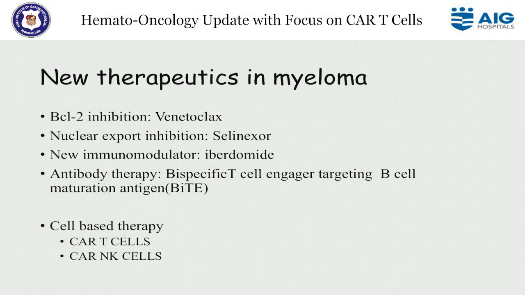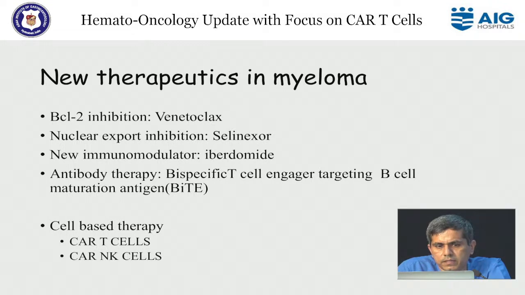This particular slide shows new therapeutics available in multiple myeloma. BCL2 inhibitors like Venetoclax are under trial, as are newer drugs like selinexor, or targeted therapies like iberdomide and bispecific T-cell engagers. Cell-based therapies like CAR T-cell and CAR NK cells are under investigation.